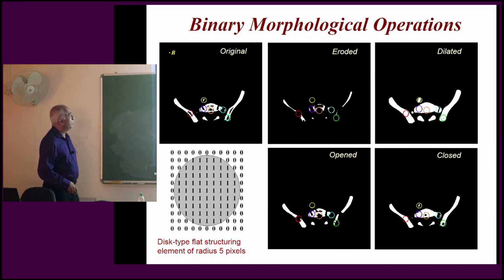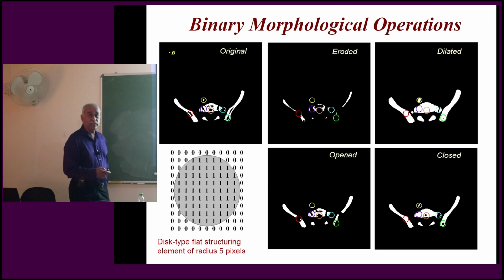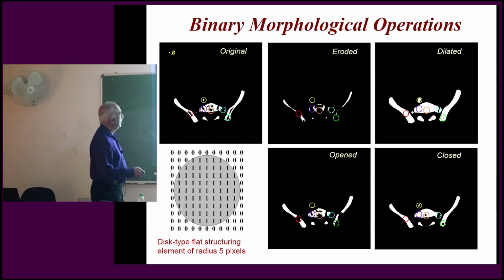So here are some examples. Binary, so this is after segmentation. The bone area has been segmented. When you erode, you get this. Dilate, you get that. Erosion has removed all these. Because there are unfilled areas here, those have been disconnected. Only the solid parts have been retained. And these objects have become smaller.